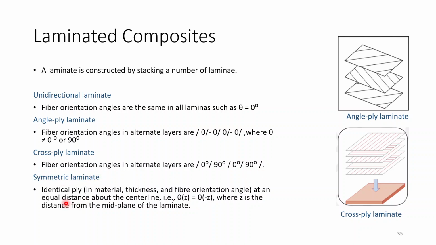Symmetric laminate: it has identical plies in material and thickness, and the fiber orientation angle is the same at an equal distance about the center line. So here theta of z will be equal to theta of minus z, where z is the distance from the midplane of the laminate.